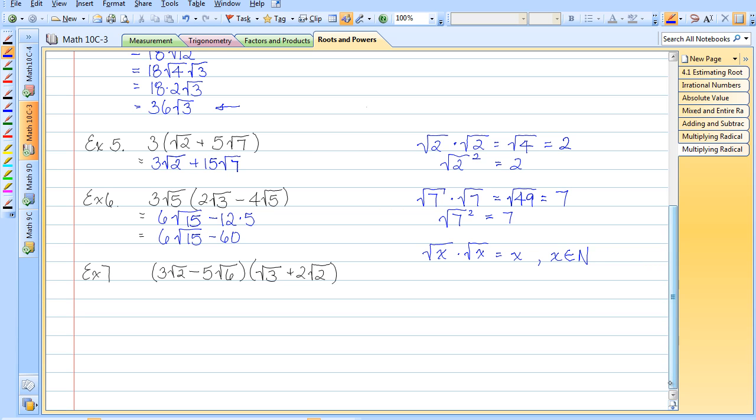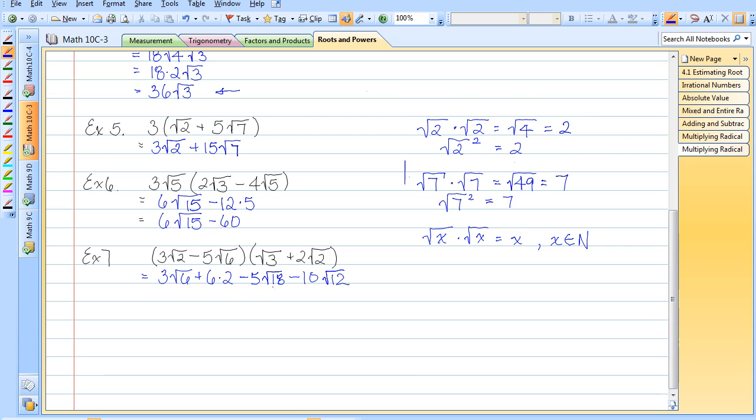Let's look at our last example. So binomial times binomial, and that means that we need to look at doing FOIL. So 3 root 2 times root 3 gives us 3 root 6. Outside, 3 root 2 times 2 root 2 gives us then positive 6 times root 2 times root 2, which is 2. And then inside, negative 5 root 6 times root 3 gives us negative 5 root 18, and last, negative 5 root 6 times 2 root 2 is negative 10 root 12.